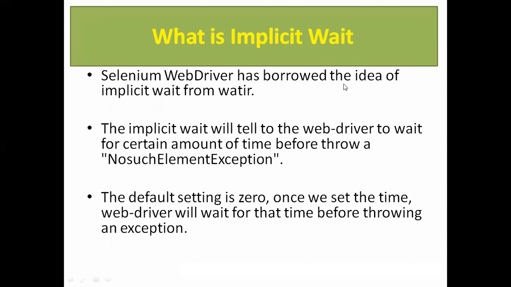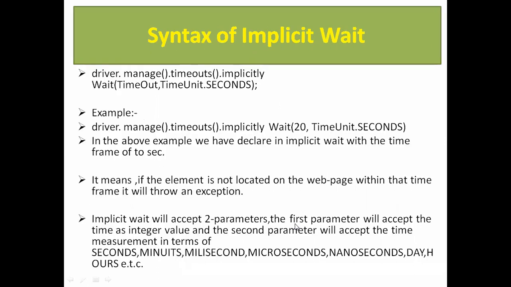Selenium WebDriver has borrowed the idea of the implicit wait from the waiter. So one word is called waiter, and Selenium has borrowed this idea from there. The implicit wait will tell the WebDriver to wait a certain amount of time before throwing an exception, like NoSuchElementException. The default setting is 0. Once we set the time, the WebDriver will wait for that time before throwing an exception.